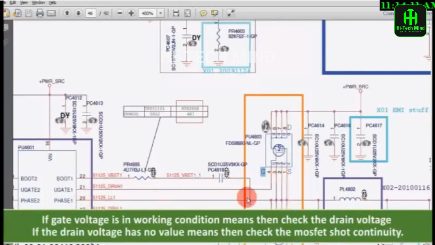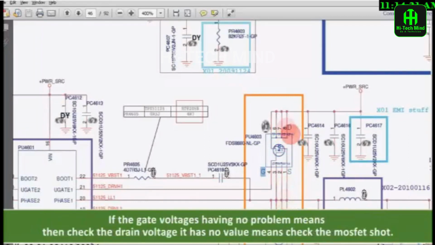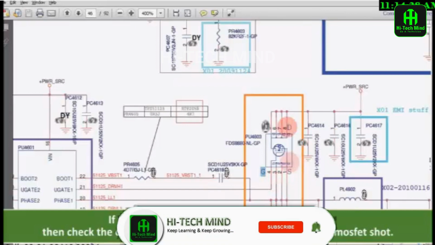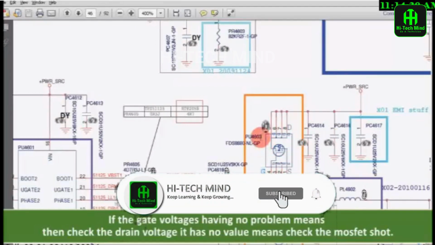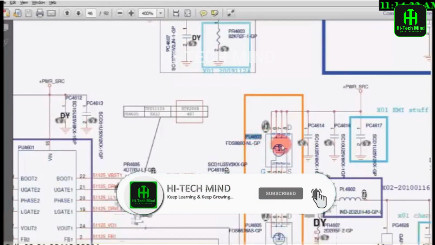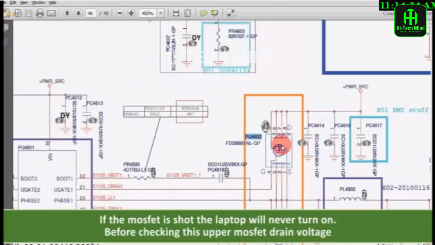If the gate voltage is in working condition, then check the drain voltage. If the drain voltage has no value, then check the MOSFET short continuity. If the gate voltage has no problem, then check the drain voltage. If it has no value, check the MOSFET short. If the MOSFET is short, the laptop will never turn on.